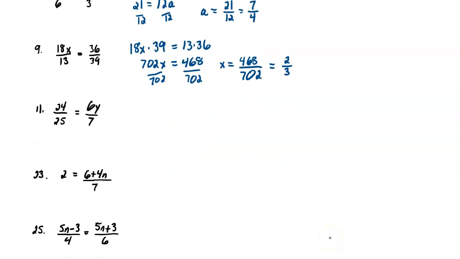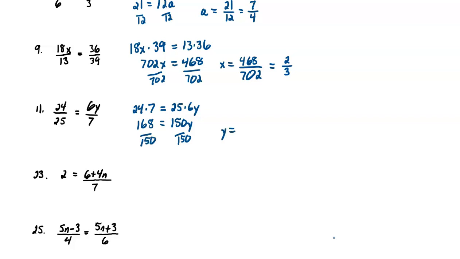Now number 11, the product of the extremes is equal to the product of the means. With a calculator, you can figure out 24 times 7. And with a calculator, 25 times 6. That's 150. Now, how do you get the variable alone? What's the number in front of the variable that needs to be removed? So you divide by the 150.